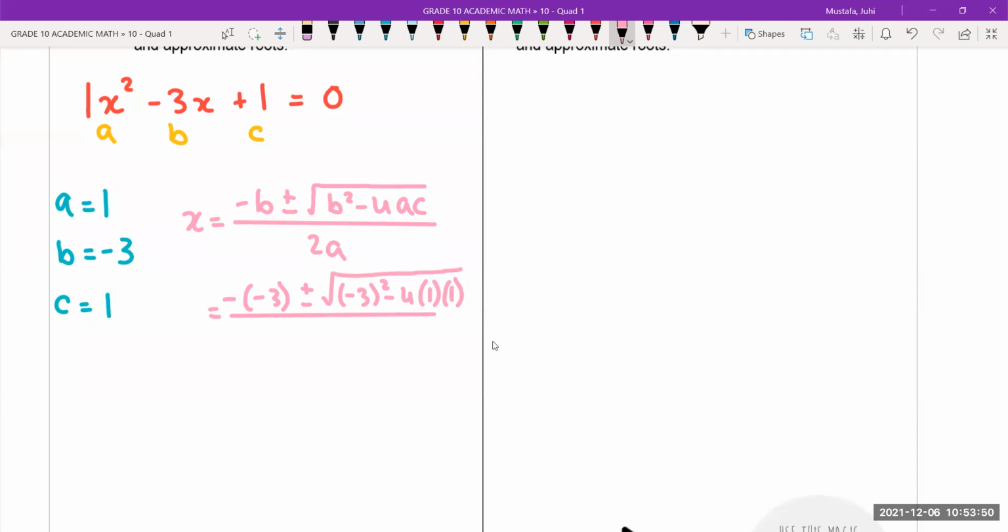So even though you're using a calculator, eventually, I still need to see all of this work. I need to see you put in every single value where it should be. Divided by 2, what's your A value? 2 times 1.